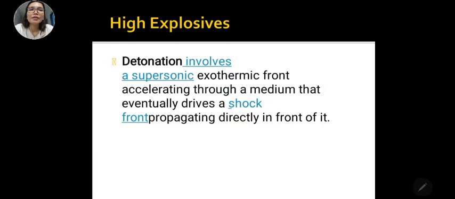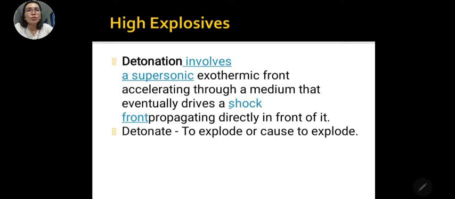So, kanina kapag low explosives yung gamit natin, ang sabi natin, deflagration of course and not detonation. What is the meaning of detonation? It involves a supersonic exothermic front accelerating through a medium that eventually drives a shock front propagating directly in front of it. So, meron tayong shock na ma-observe using high explosive and shattering effect. So, to detonate means to explode or cause to explode.